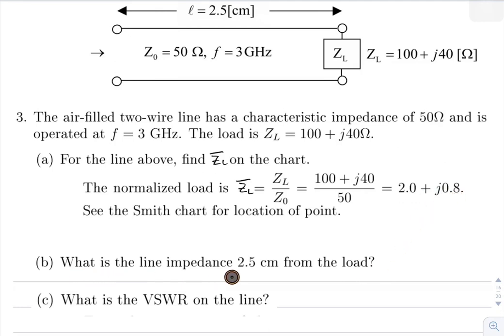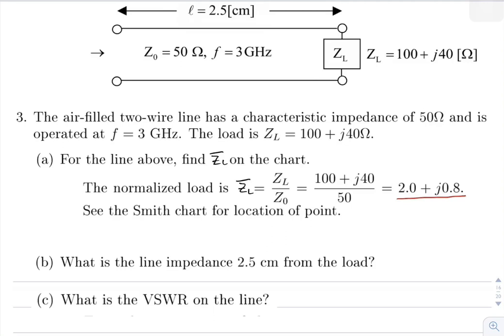What is the line impedance 2.5 centimeters from the load? The length of the transmission line given here is L equal to 2.5 centimeters. And what is the voltage standing wave ratio on the line? So the first step is to represent 2.0 plus j times 0.8 on the Smith chart.